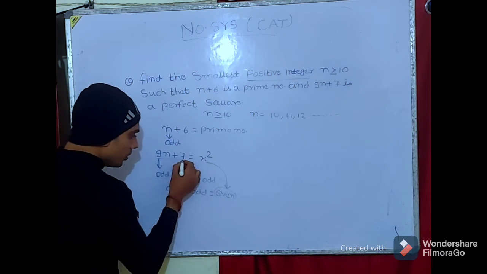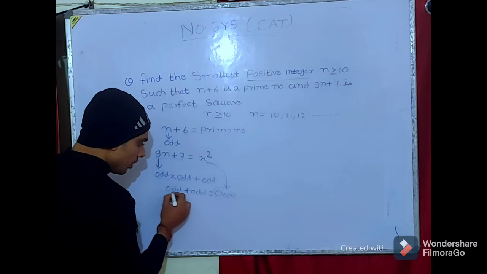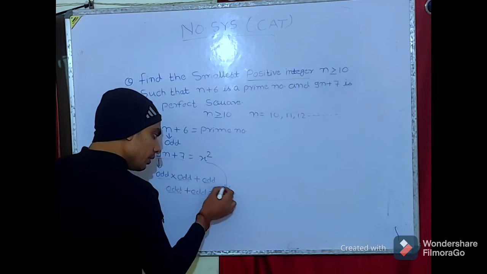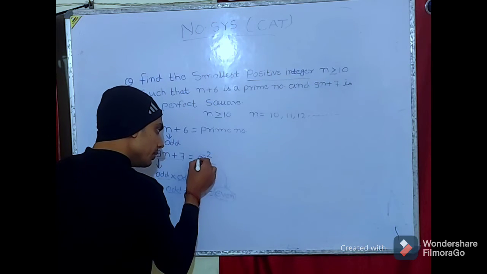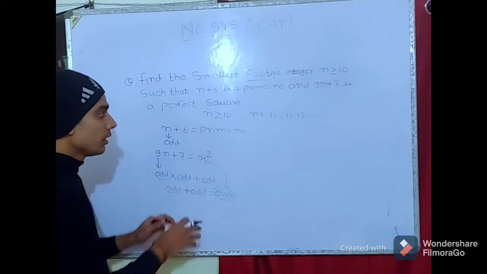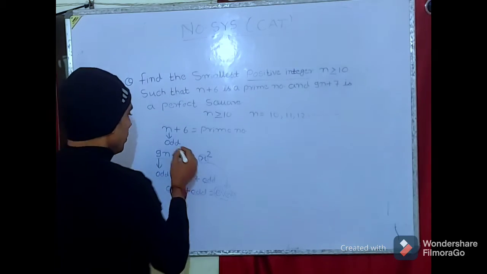So we solved this equation: odd into odd plus odd, and odd plus odd is even. So x must be an even number. Okay. Here all things are clear. So go to the next concept.